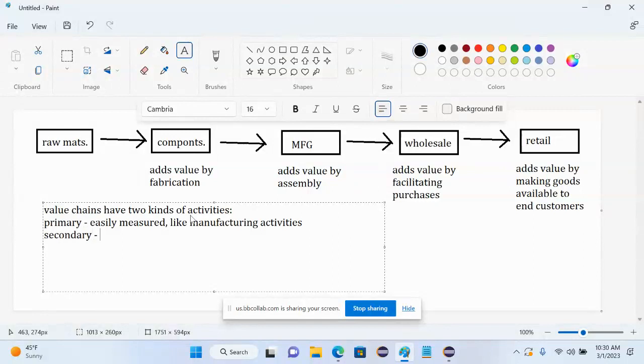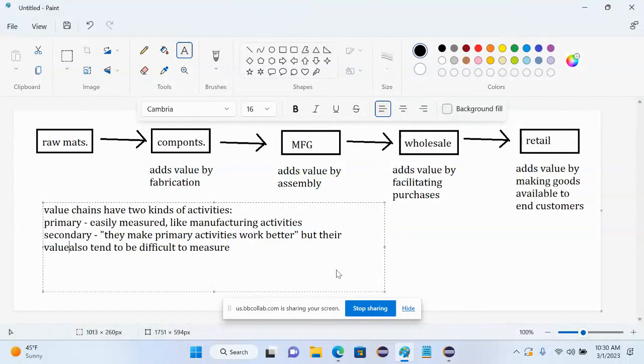Secondary ones, again, working definition, they make primary activities work better, okay? But they also tend to be difficult to measure. So there is value, but their value also tends to be difficult to measure. Okay, and good examples there.